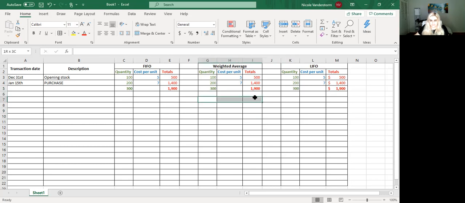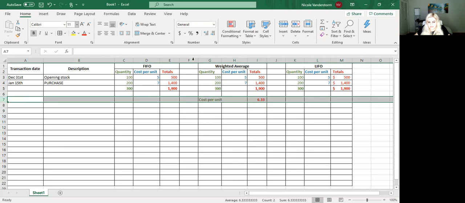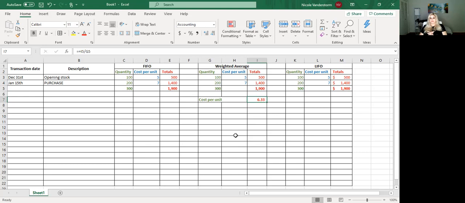The first thing that we're going to do, we're going to look at weighted average cost. And the best time to actually weight your average cost is after every single purchase transaction. So here we have 300 units at a cost of $1,900. So your weighted average cost per unit is going to be this total dollar value of the stock divided by your total units. Of course, I'm not going to have to times this by 100. So we know that the cost per unit per the weighted average method is $6.33. So that's your first step: calculate your weighted average cost.